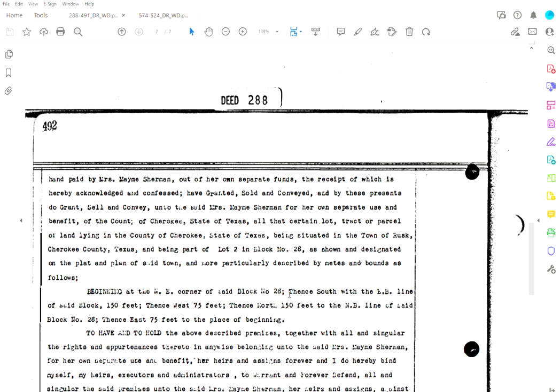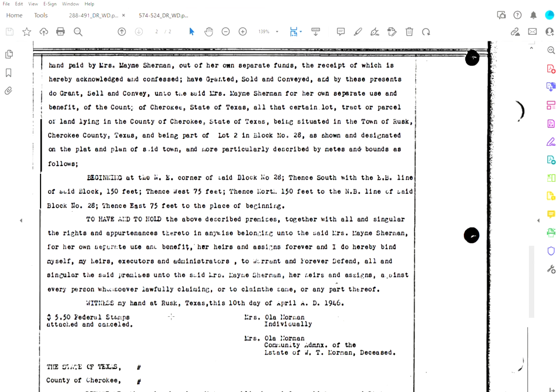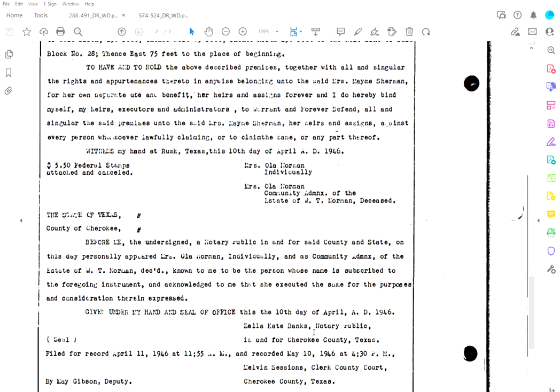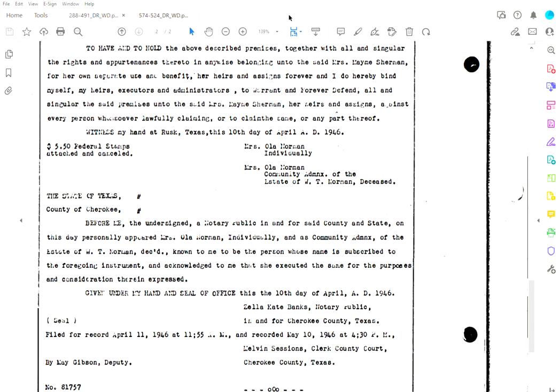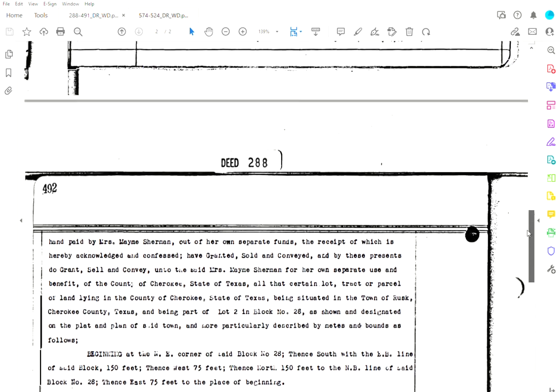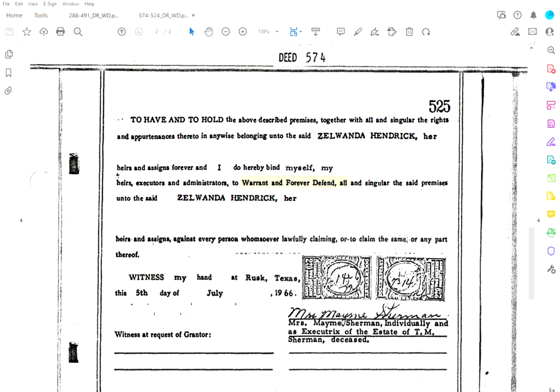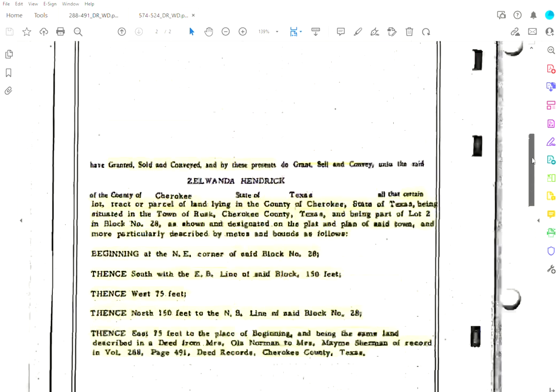Beginning at the northeast corner of said block number 28, thence south 150 feet, thence west 75 feet, thence north 150 feet, and thence east 75 feet, and so on. And then you can see, this is our signature area. And I can explain another time why you'll not see any signatures. These are not original documents. That's why. These are hand-typed copies by the clerk. All right. This is an actual copy. Back to Mamie's deed.